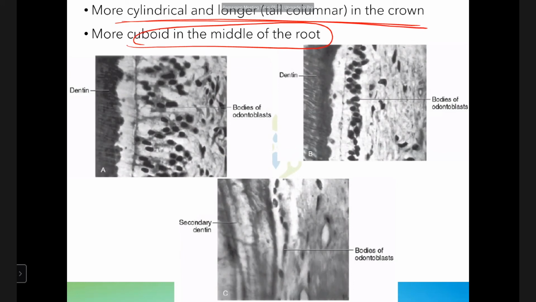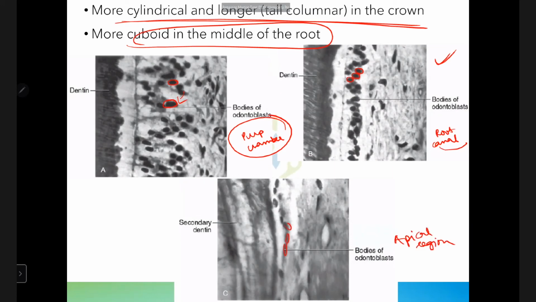Here you can see there are high columnar odontoblasts. These are seen in the pulp chamber. Whereas if you come to the second picture, we see low columnar odontoblasts. This is the high columnar odontoblast, and if you can see the difference, in the second picture we are seeing the low columnar odontoblast in the root canal. Here you can see they're almost like flat odontoblasts, which are seen in the apical region. So the odontoblasts differ in shape in different regions.